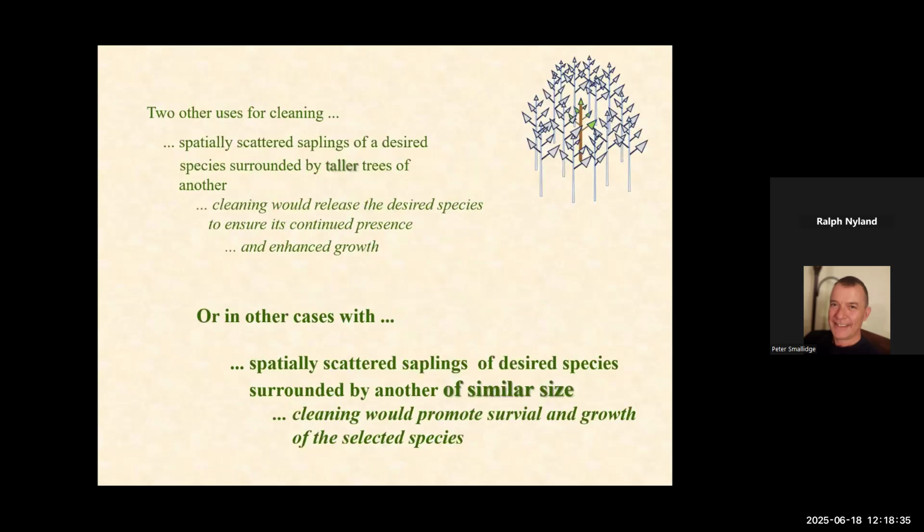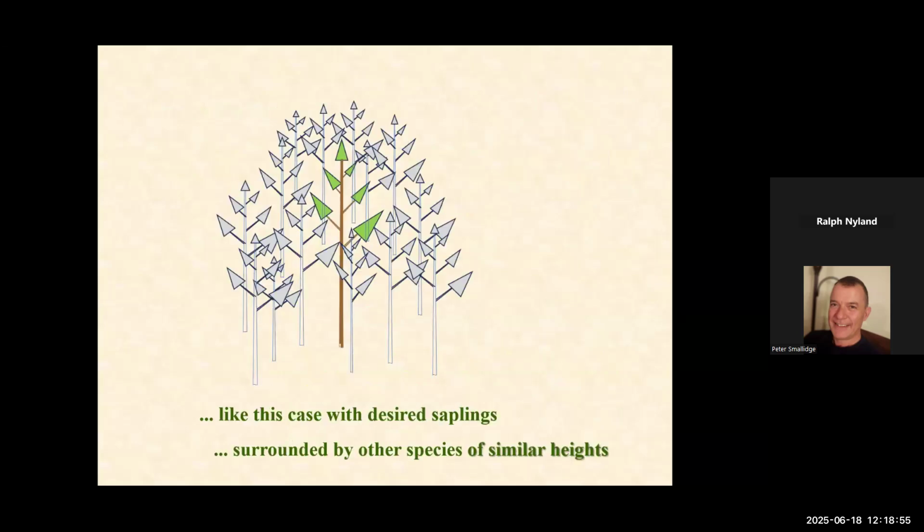Now, there are other cases where cleaning would be appropriate, as with spatially scattered saplings of a desired species surrounded by other species of similar size, and cleaning would release the desired species to promote its survival and growth. Let's go to this case. Here, notice that the good tree with green leaves is the same height as the others, so that it occupies a main canopy position.